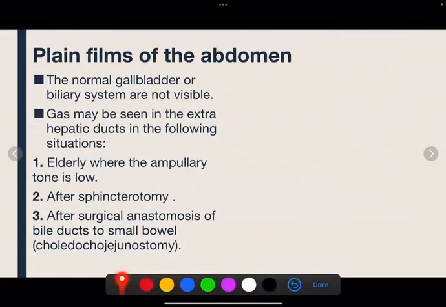Plain film of the abdomen: the normal gallbladder and biliary system are not visualized by plain abdominal X-ray. Only calcification or gas can be seen in the biliary tree.